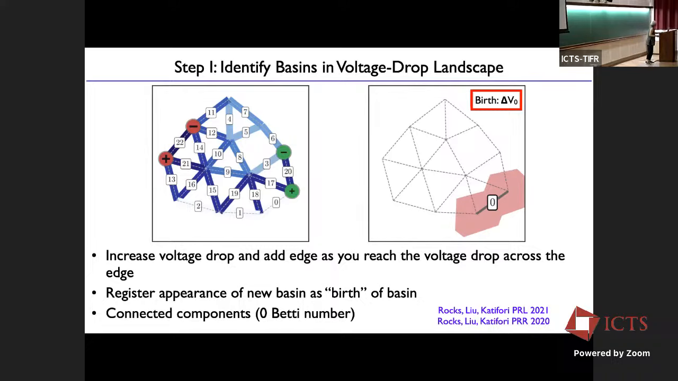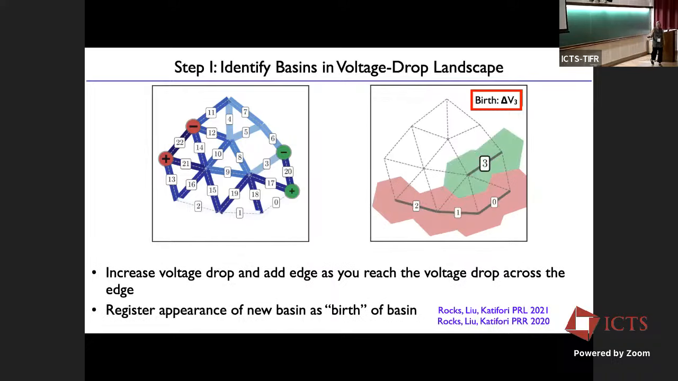Now I add the first and the second, and I see the first and the second are connected to the 0th one. I'm looking for what are called connected components. This is the 0th Betti number. So these are all connected, all part of the same thing. But now I come to edge number 3, and it's not connected to the others. That means a new connected component was born when I added this one. So it was born at voltage drop 3, delta V3. Now I keep adding edges.